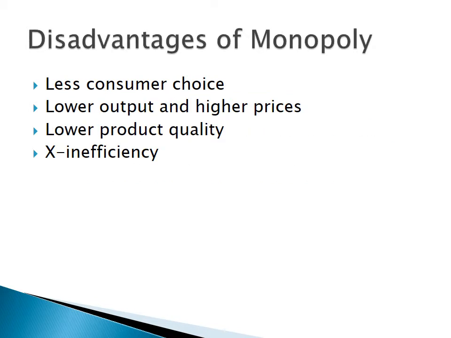Now we come towards some disadvantages of monopoly. The first one is less consumer choice, which means consumers have very little or no choice because there is no competitor in the market for that product. The second point is lower output and higher prices. In a monopoly, there is only one seller, so he does not produce excess goods and charges high prices because he knows that the customer is bound to pay any price for the product.